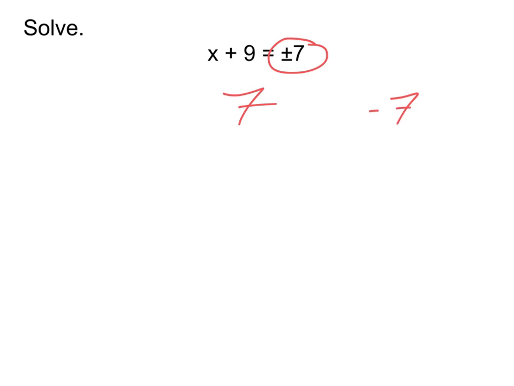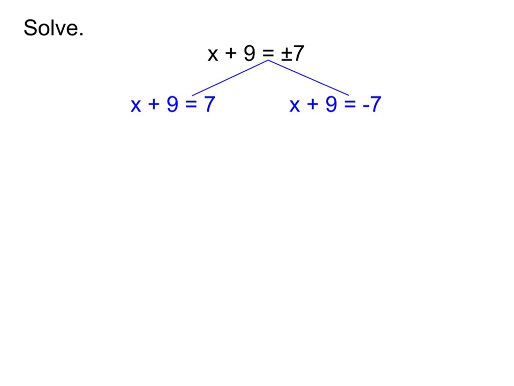Therefore, if I want to solve this, I really need to treat it as two separate equations. I have one where x plus 9 equals 7, and I have one where x plus 9 equals negative 7. And so whenever you see this type of thing, we actually got to split it up into those two equations, and then we can solve those.